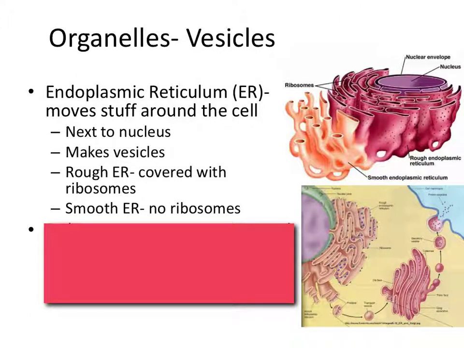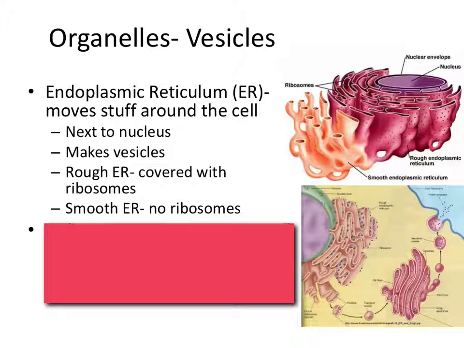Another membrane-bound organelle is the endoplasmic reticulum, kind of a mouthful. You can say ER, that's totally fine. A lot of people just say ER and they mean endoplasmic reticulum. The job of this organelle is to move stuff around the cell, basically. It's always located right next to the nucleus. So anytime you see a diagram, here's the nucleus, here's the ER sitting right next to it. It makes vesicles, so it can transport stuff throughout the cell, which is kind of like the superhighway of the cell.